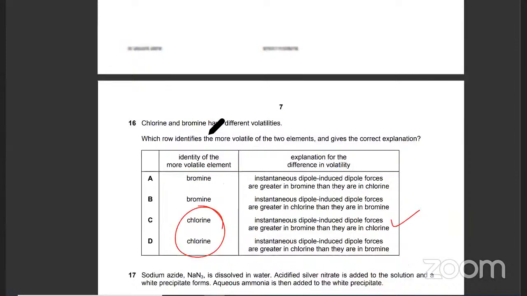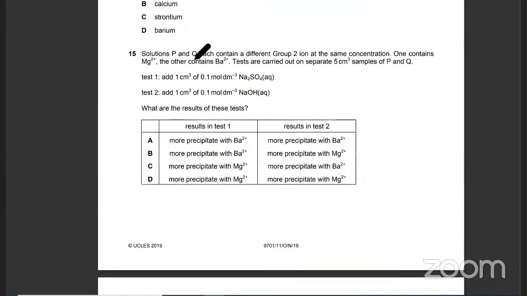The next one: solutions P and Q each contain a different group 2 ion at the same concentration. One contains Mg2+ and the other Ba2+. In test 1, you add Na2SO4 to the solution. What will happen? Barium sulfate is insoluble, so you'll get a precipitate of barium sulfate in this case.